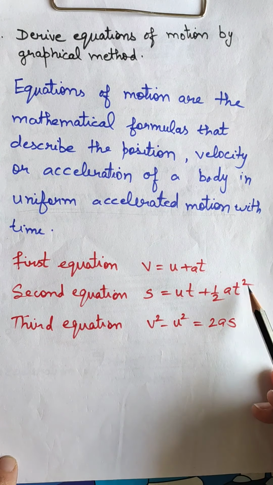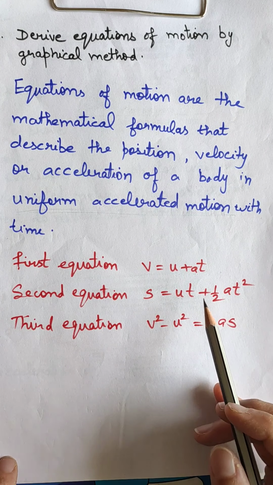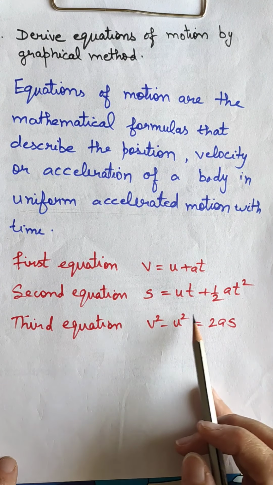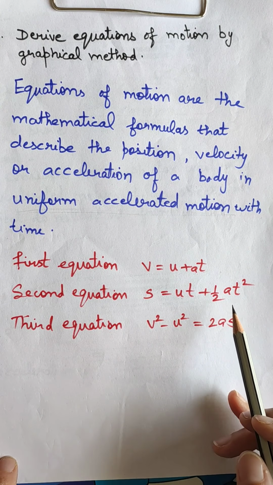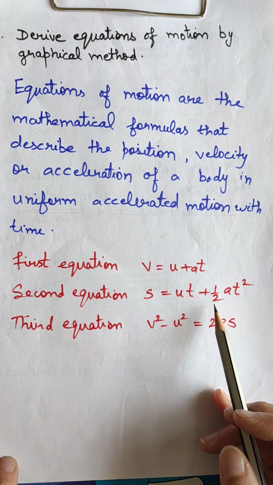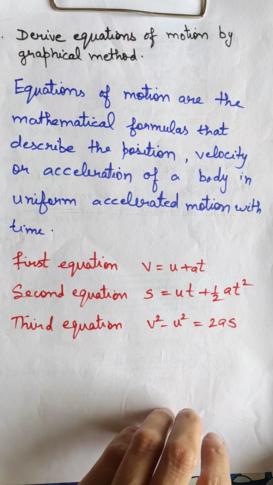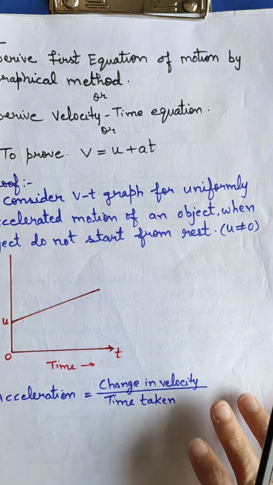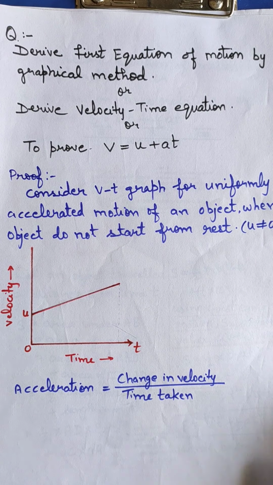In all three equations, first of all we will derive them and then we will use these equations in the numericals. Out of an equation, if one quantity is unknown and the other quantities have been given to us, we can find that unknown quantity. So for that, we will derive them using a graph for uniformly accelerated motion.